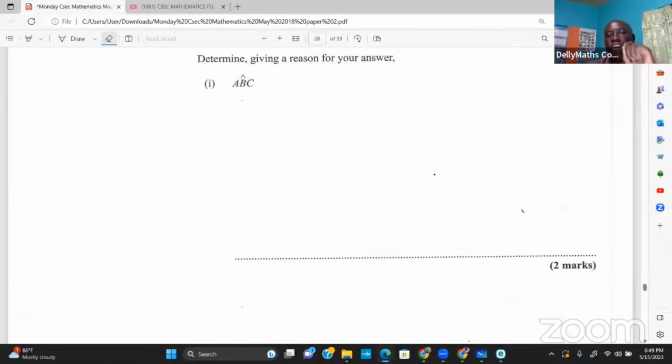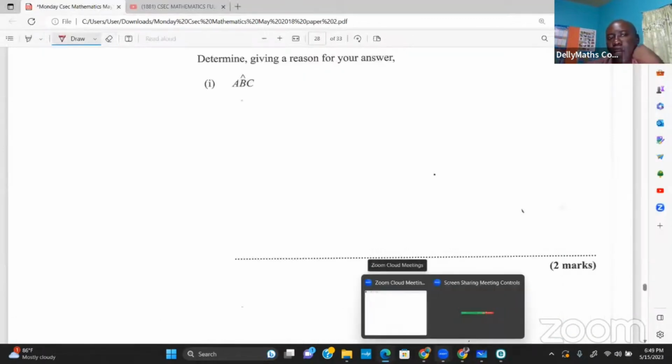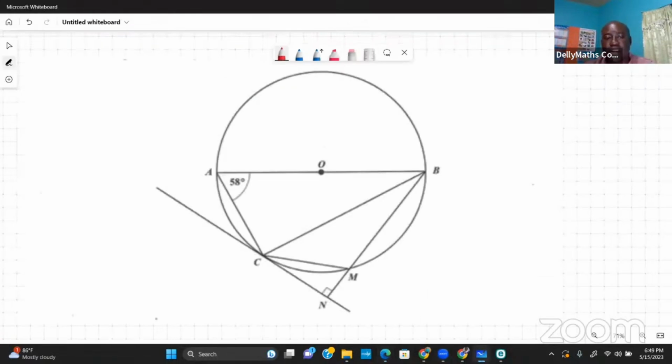First question. Determine, giving a reason. I want you to pay attention. I always highlight this. They never said give all the reasons. You're going to give an important reason right there. Singular. So determine, giving a reason for your answer, angle ABC, following the flow of the three letters. The angle is always in the middle. So we're going to mark the angle first, ABC. That's the angle that they want. So you want to make sure that you mark the angle.